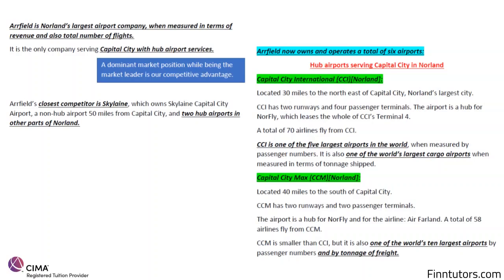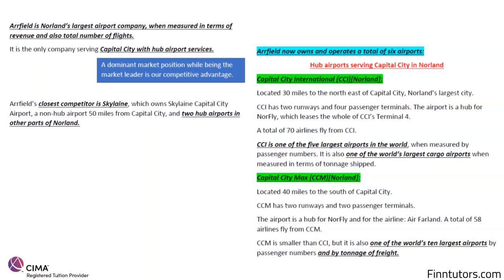Arrfield's closest competitor is Skylane, which owns Skylane Capital City Airport, a non-hub airport 50 miles from Capital City, and two hub airports in other parts of Noland. So your closest competitor is Skylane, who has a non-hub airport near Capital City, and this company also owns two hub airports, but in other parts of Noland, not in Capital City. So if anybody in any way wants to reach Capital City, which is a popular destination, they have to use your service.